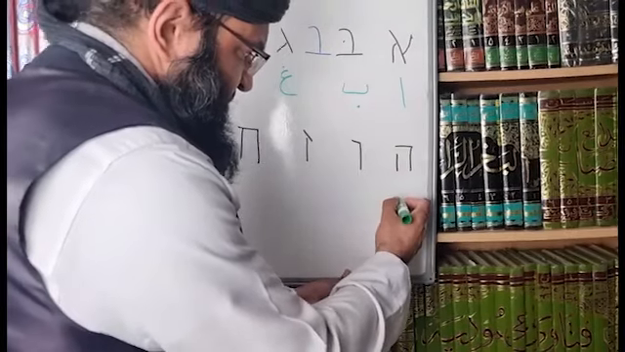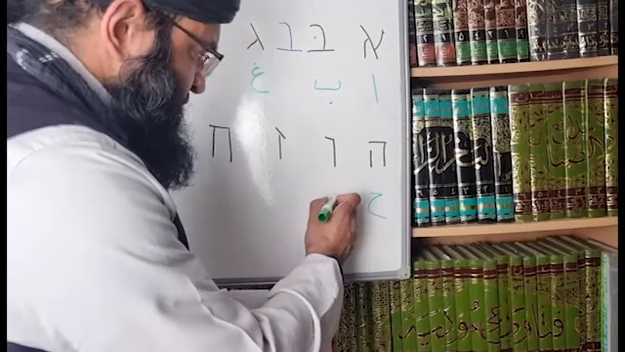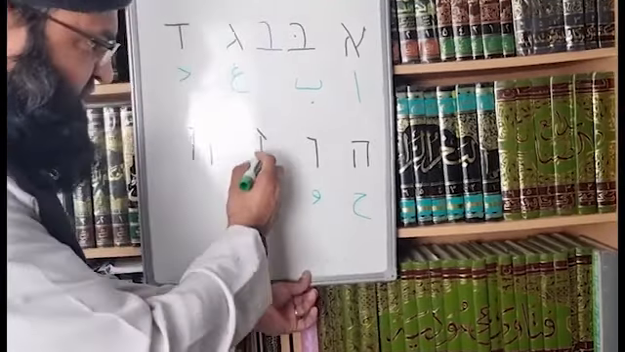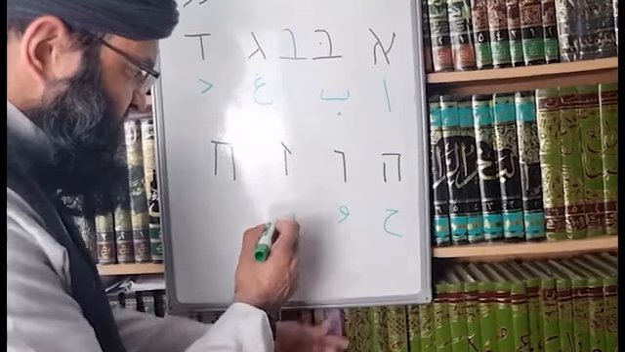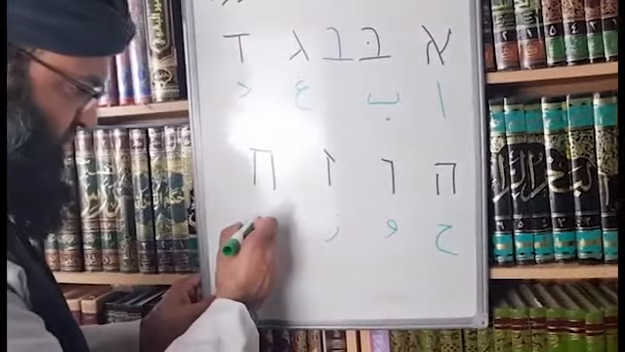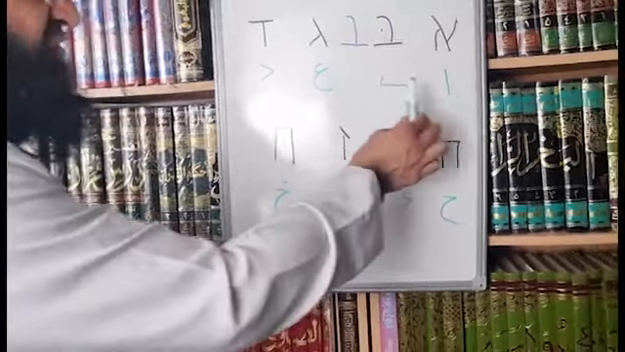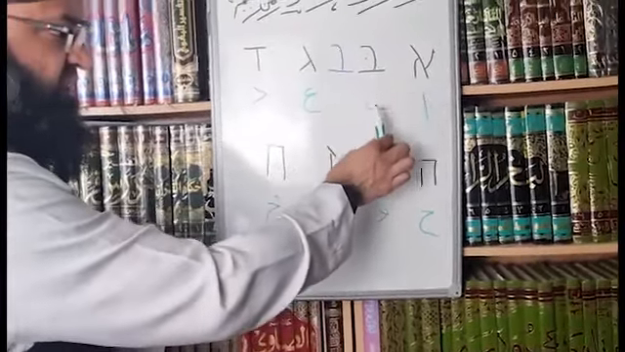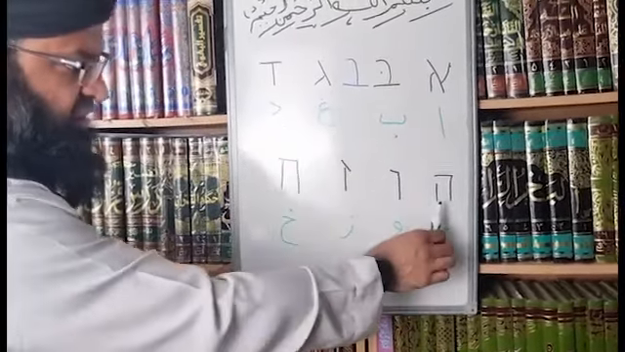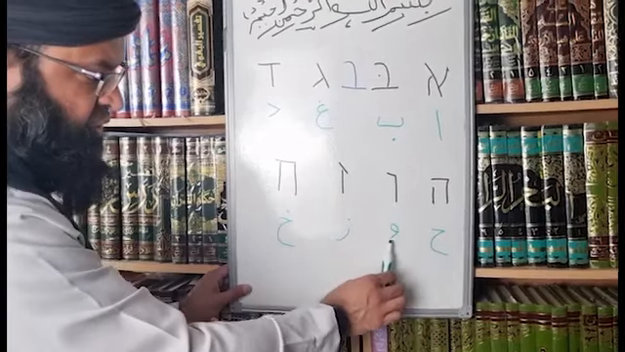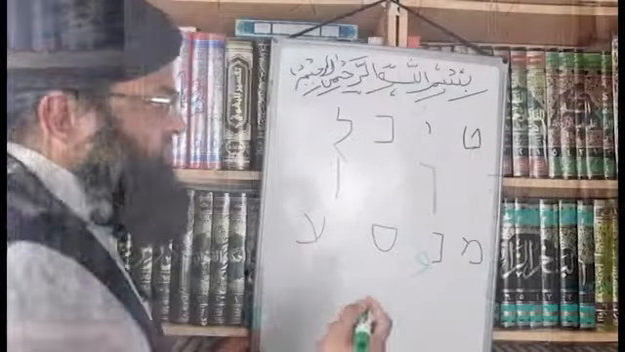So he, the Arabic ha. Waw, the Arabic waw. Zayin is similar to the Arabic za. Chet, ha. So alif, alif, bet, ba, gimel, again, dalet, dal, he, ha, waw, waw, zayin, za, chet, kha.